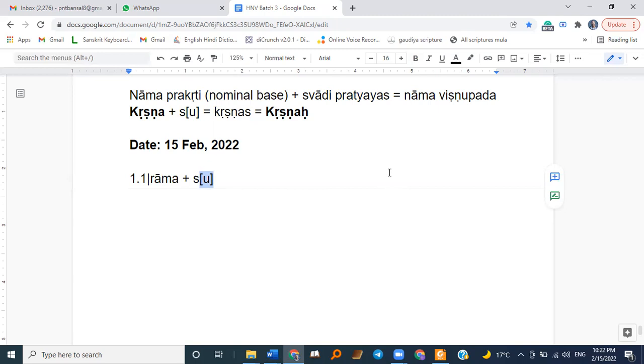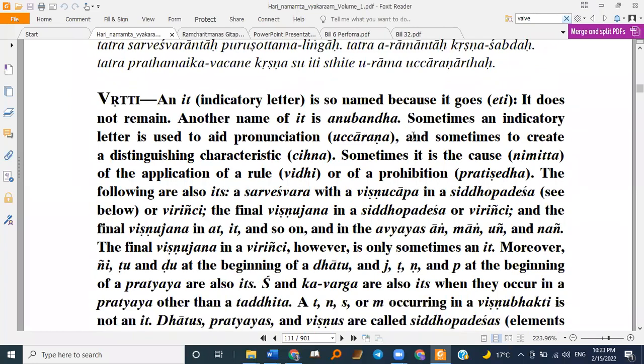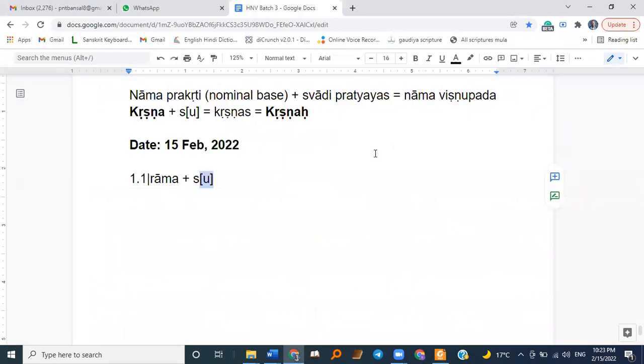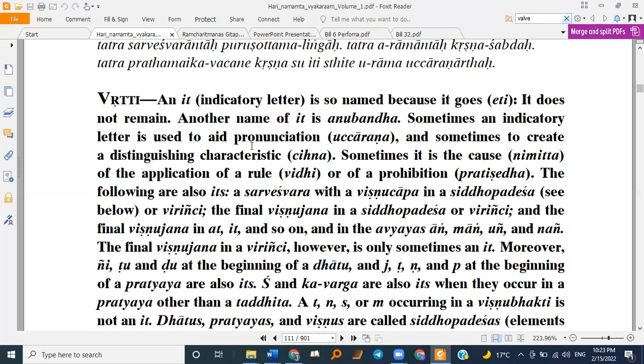Now, you might think, then what is the usage of putting all these indicatory letters? The usage is as follows. Sometimes an indicatory letter is used to aid pronunciation, uchcharana arthe. For example, if I remove this U after the S, we can't pronounce this S. So for uchcharana arthe, U is added, and we recite it like Su. This is one usage of the indicatory letters: uchcharana, pronunciation.